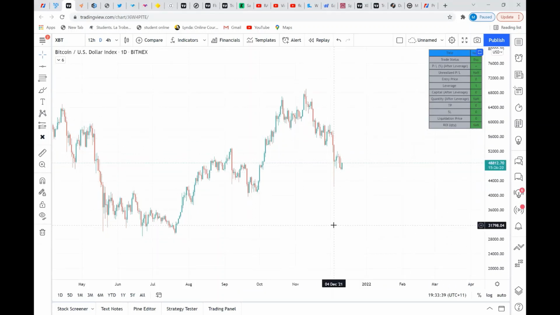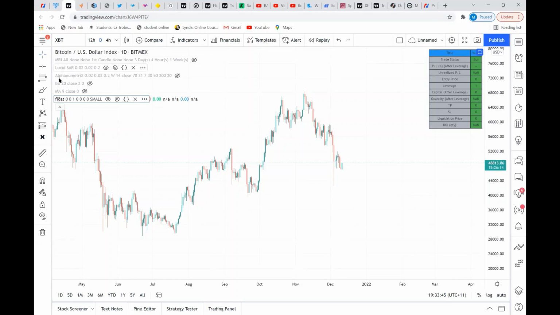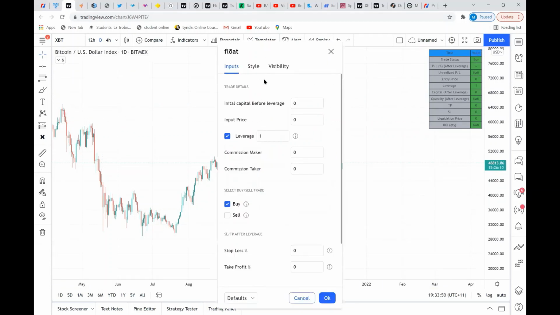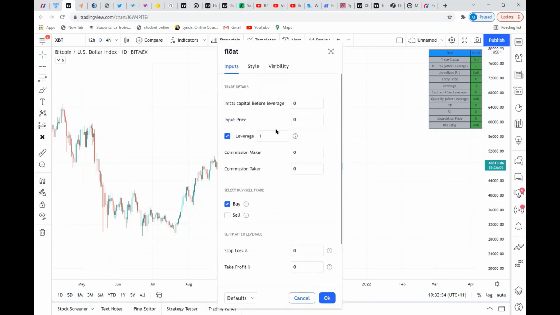There's two ways to add all the information to Float. You can double click on the box here, or you can come over to the settings and come through here in the settings area. So let's have a look at it. So this is the box that'll appear. This is where you enter all the commands for Float.